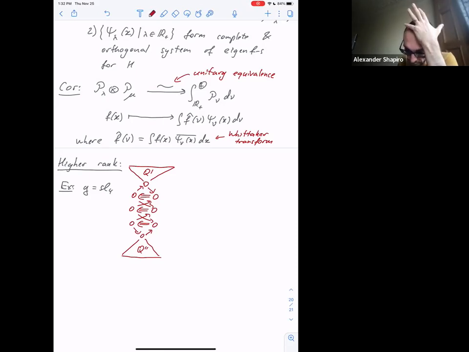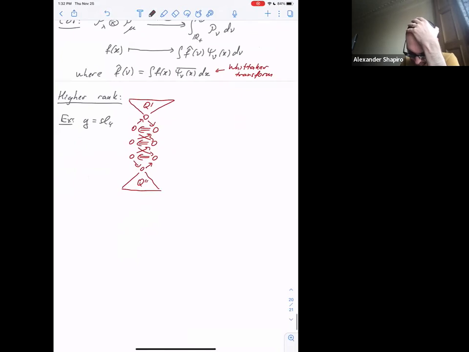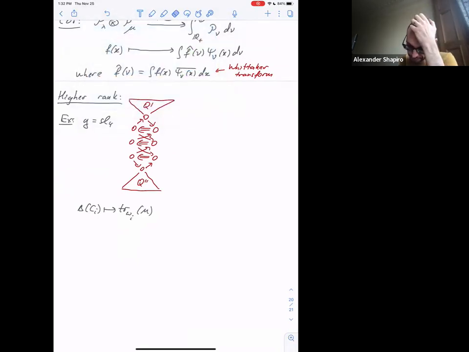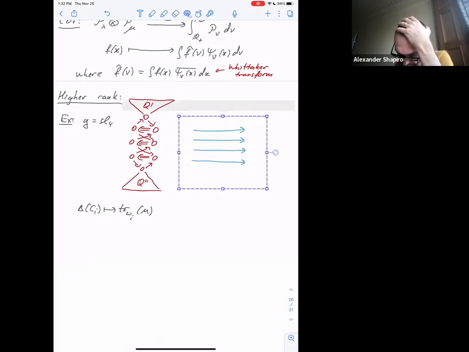Well, still the delta of the Casimirs go to these traces in the fundamental representation of the monodromy. Now, if we do the same trick as before and think of this quiver as a quiver lying on the cylinder, the dual black-white graph will give us the following network. So when we direct it, it will look like this. Yeah, like that.